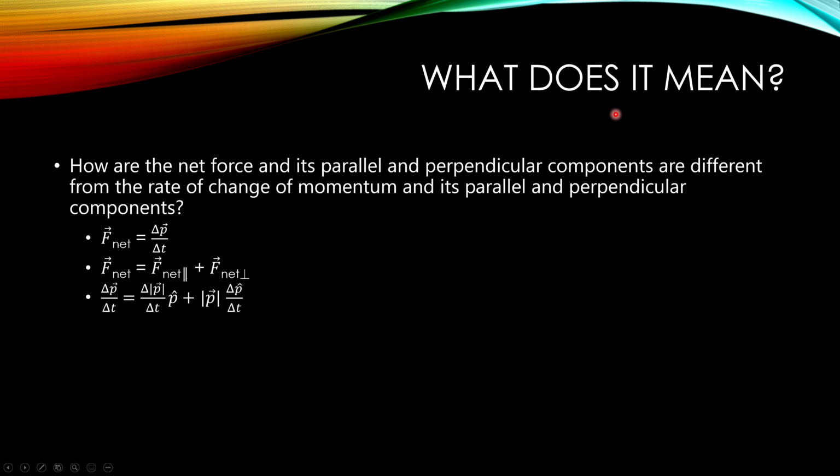So for the what does this mean question, it's asking how the net force and its parallel and perpendicular components are different from the rate of change in momentum and its parallel and perpendicular components. So here's the net force, and this is the rate of change in momentum. And these are the 2 components for net force. These are the 2 components for the rate of change in momentum. As you can see, they are similar, they are equal to each other, however, they are not the same. They can be found different ways. Net force can be found using the law of universal gravitation. The rate of change in momentum can be found using mass times velocity.